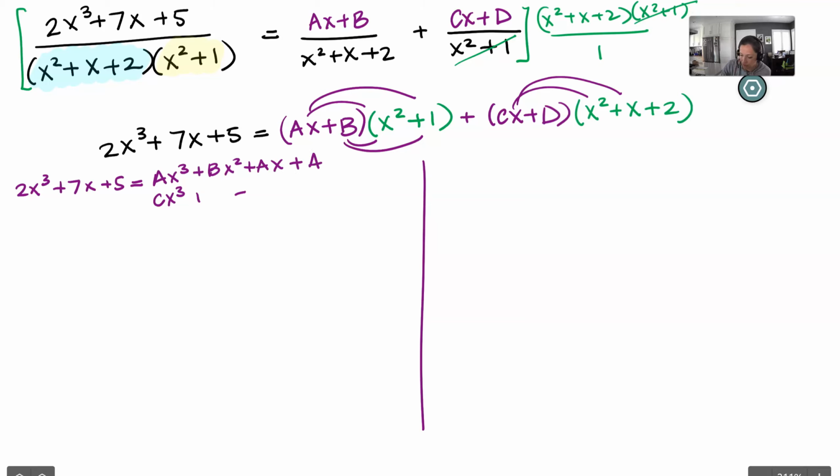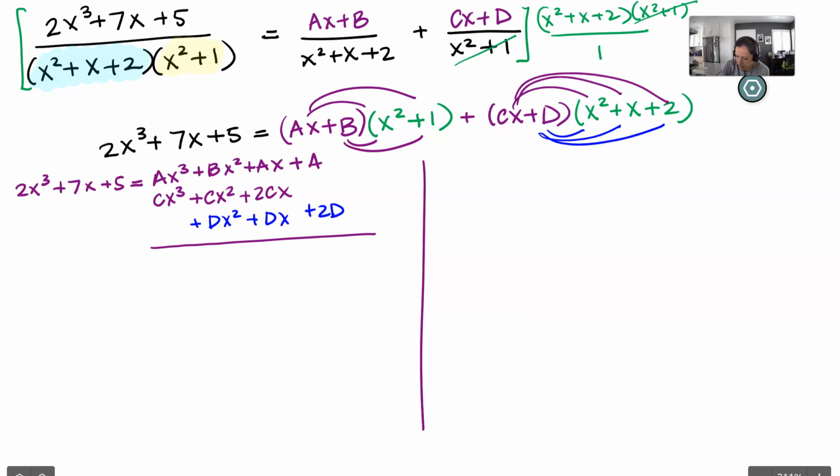So that way we have everything, and I can just sort of line these up horizontally, so that'll make life easier when I do that coefficient grabbing. So this is plus cx squared plus 2cx. And then we have the same thing with the d's. We got plus dx squared plus dx plus 2d. So we can add up everything on the right-hand side. I guess we don't even need to add it up because now we're ready to figure out our system.